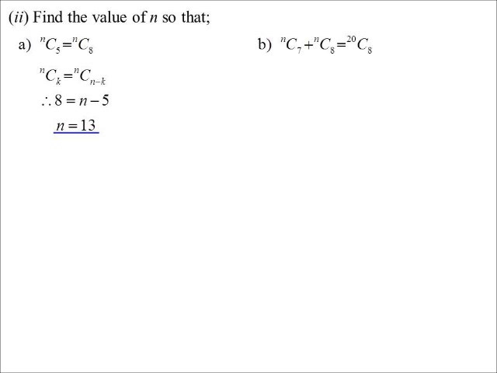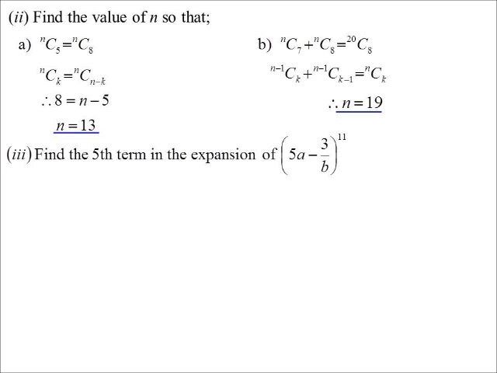nC7 plus nC8 is 20C8. Well, this is using the idea of, to get any particular number, we add the 2 immediately above it. So it's using (n minus 1)Ck plus (n minus 1)C(k minus 1) is nCk. So in this case, n must be 19. The row above it would have been the 19th row.